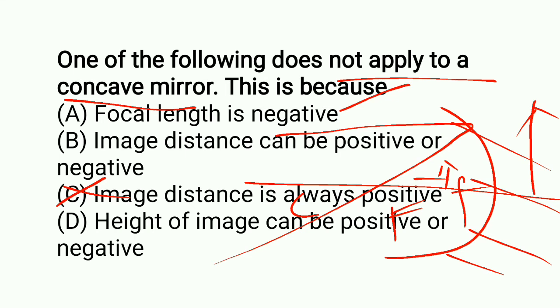So let's check option D also. The height of the image can be positive or negative. Yes, obviously, as the concave mirror produces mostly real and inverted images, and in one case virtual and erect, so the height may be negative, it may be positive. So option D is also correct, but here we have to choose the option which does not apply to a concave mirror. So option C does not apply, hence option C is the correct answer.